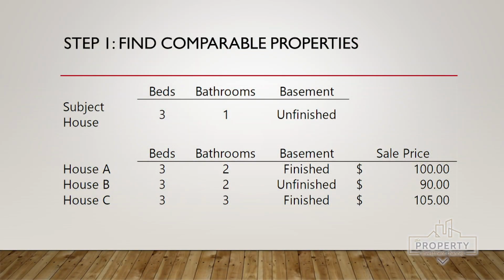Okay, so we need to find the value or the list price for the subject house. Let's take a look at the screen here. We've identified three comparable properties. So comparable, they're close in the neighborhood, same age, same state of repair. We notice that the only differences between the comparable properties and the subject house are bathrooms and whether or not the basement is finished or unfinished. So what we need to do is see, what does a bathroom cost? What does a finished basement cost?